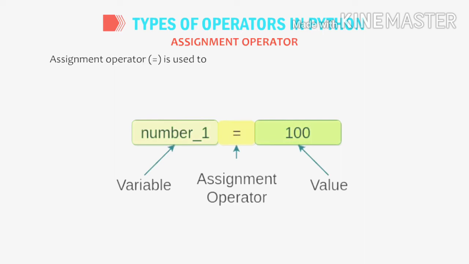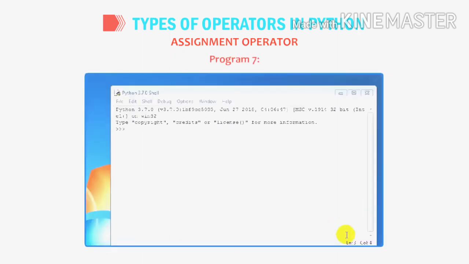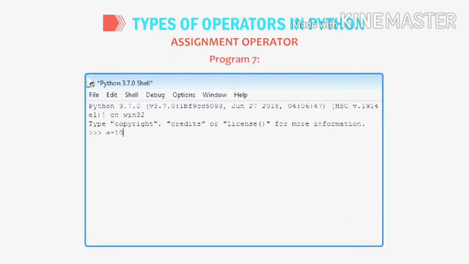Now we are going towards the assignment operator. The assignment operator is used to assign the value of an expression. It is simply written as equal to, and it should be on the left side of a value. You have to use this operator previously in the program. Clear? Now program 7 is written to show the assignment operator.